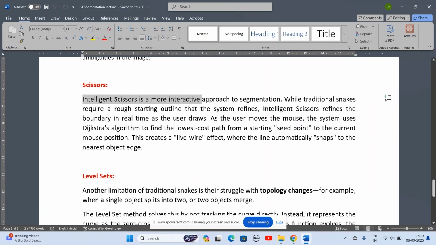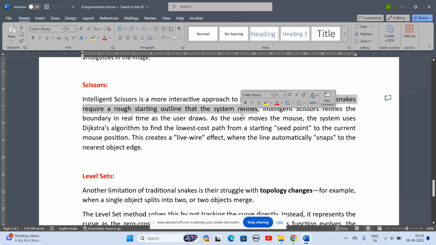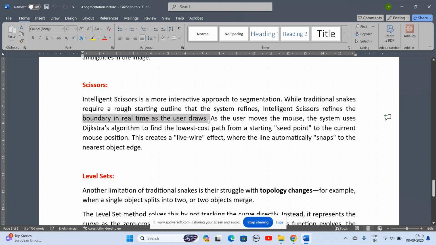Scissors, intelligent scissors, is a more interactive approach to segmentation. Here also the traditional snakes require a rough starting outline that the system refines. So if you want to trace, I have to start with the outline, then only I can follow the boundary. The intelligent scissors system refines the boundary in real time as the user draws. As the user moves the mouse, the system uses the Dijkstra algorithm to find the low-cost path from the starting point to the current mouse position. This will create a live-wire effect where the line automatically snaps to the nearest edge of the object.